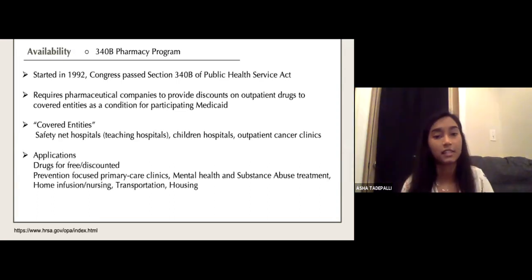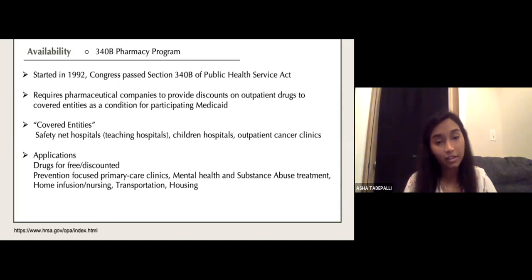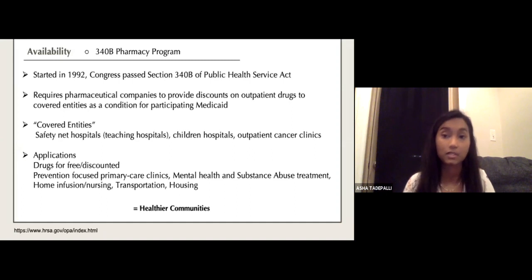Applications for the money that is saved through these programs allow hospitals or these covered entities to provide drugs for free or discounted rates, implement funding into prevention-focused primary care clinics, mental health and substance abuse treatment, home infusion, nursing, transportation, and housing, but overall, healthier communities. So it's a way to give back from what the pharmacies are giving discounts on.